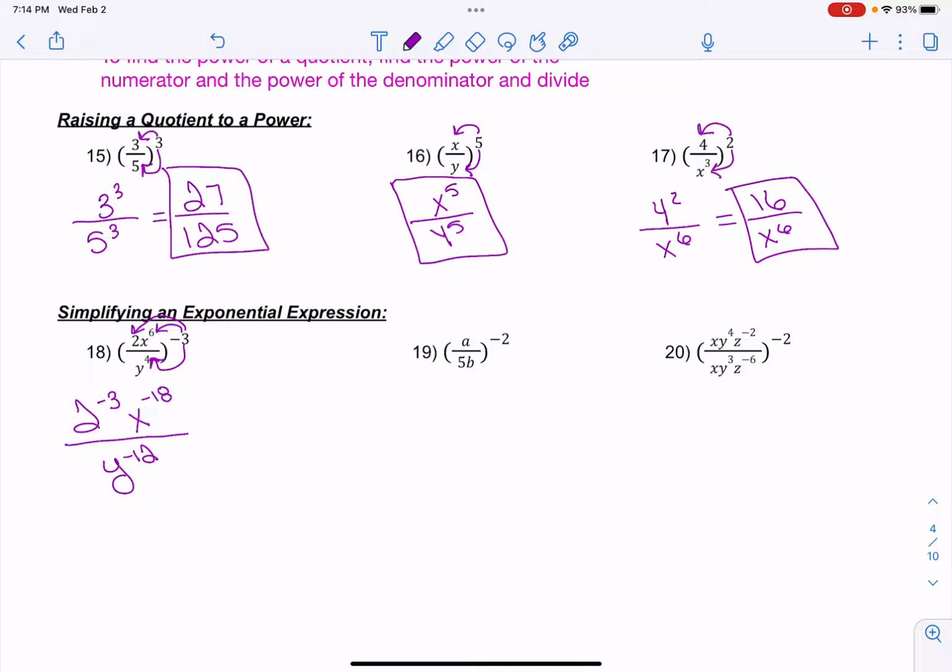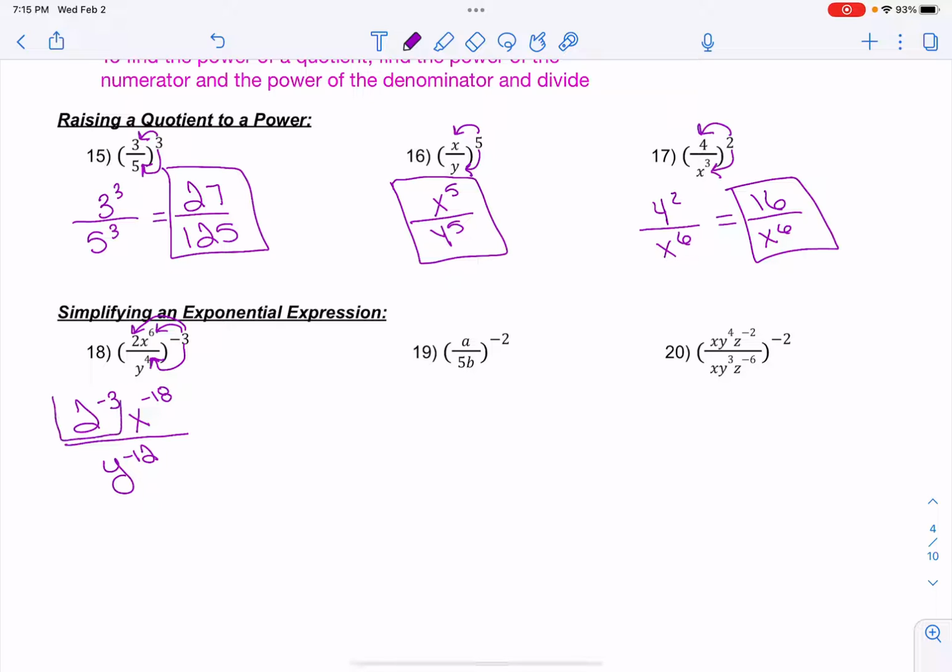Very, very important right here, that 2 to the negative third power. You cannot do anything with it until you make that exponent positive. Do not try and do 2 to the third power and change that to 8. We cannot do that yet because it is a negative exponent. All of these have negative exponents, so we need to completely rearrange this problem before we do any simplifying.